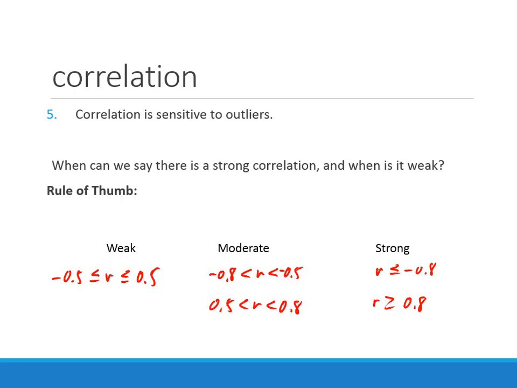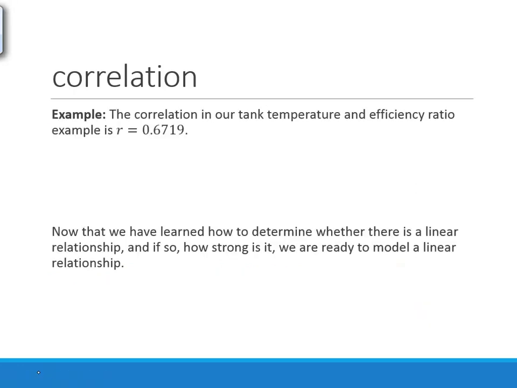Okay, so real quick, if we calculated the correlation from that scatter plot we had up there a minute ago, we see that the correlation is actually pretty high. The strength of the linear relationship there is 0.6719. So we might say that's a moderate relationship. And so if there is a linear relationship, then we can proceed with modeling that linear relationship, which is what we'll get into next time.